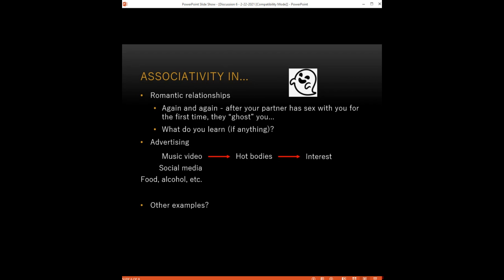All right. Do you guys want to throw out any other examples? Has this kind of inspired you to think about in your own life when you have been classically conditioned?